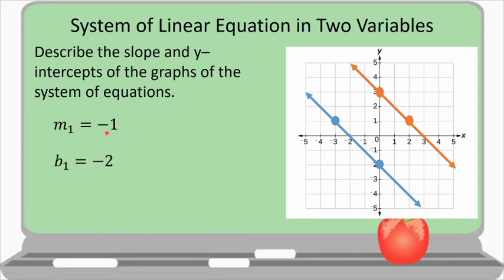And the y-intercept is negative 2 because the graph passes through the y-axis at the point (0, negative 2). So therefore, the y-intercept is negative 2. Now let us take a look at the second graph, colored orange.